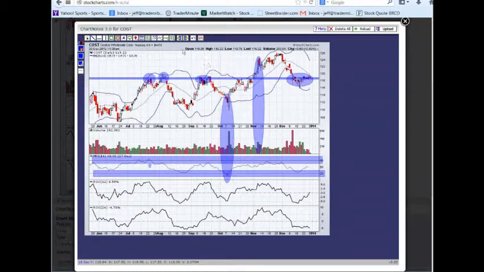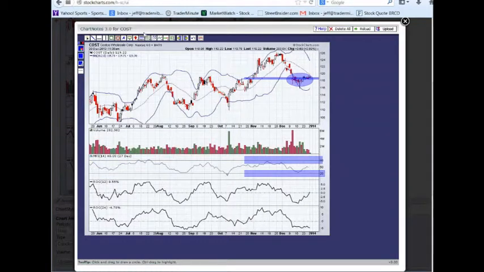So the MFI is the most basic, probably the easiest to grasp when it comes to support and resistance. Now the next indicator down below here is the rate of change. And the rate of change is just that. It measures the rate of change or the acceleration of a stock.